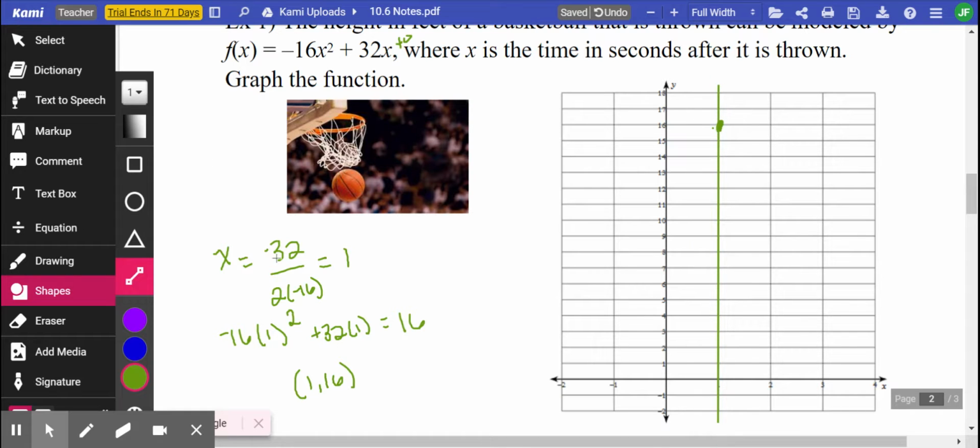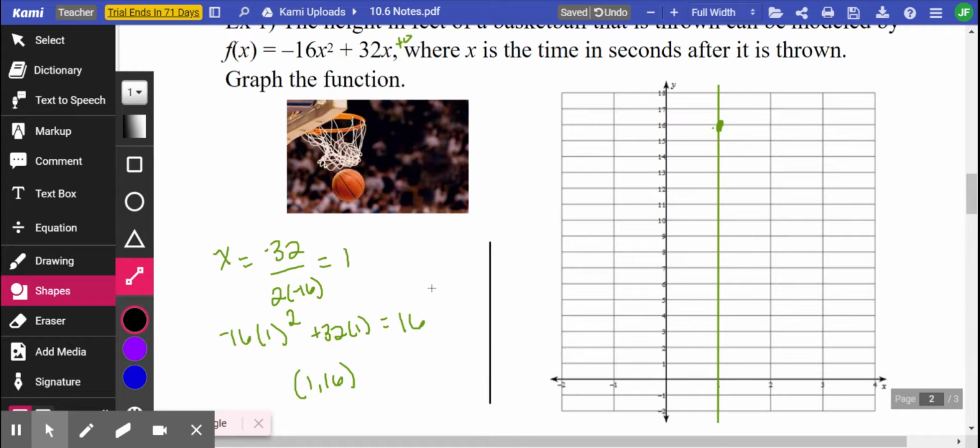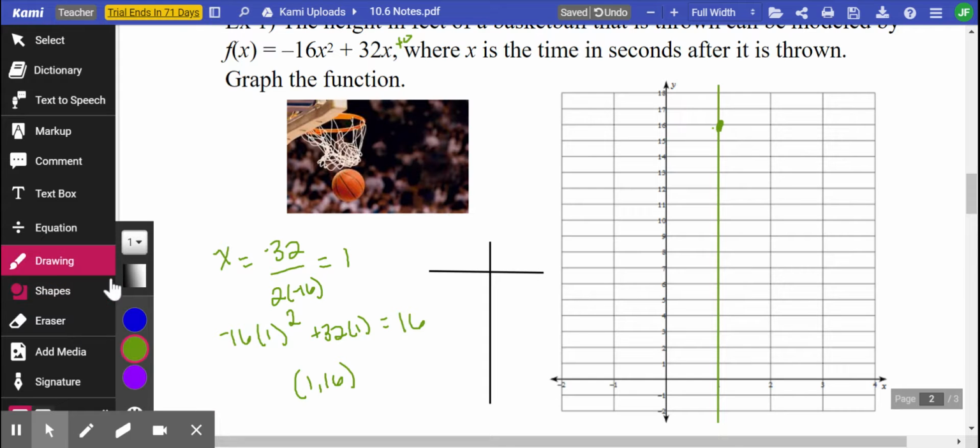And we're going to make a table like we did. So let's go ahead and make a table in here. We're going to put our vertex on top. So I'm going to do my x's and my y's. My vertex is 1, 16. I'm going to try 2 and 3, and I'm going to just plug those in my calculator. So I'm going to do negative 16 times 2 squared plus 32 times 2 and hit enter. And I actually get 0 for an answer there.